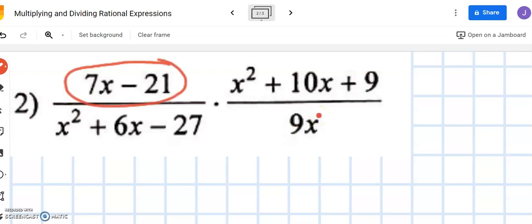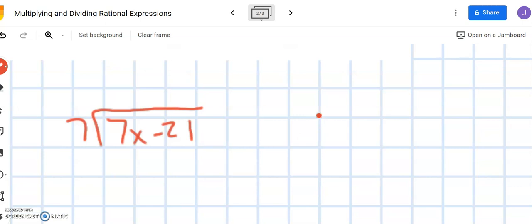So when I look at the numerator of the first fraction, I notice both the 7x and the 21 can divide by 7. So I'm going to start by using a greatest common factor to simplify that. So thinking back to what we said previously, if I can factor out the 7, then whatever's left over goes on top. So 7x divided by 7 would just give me an x. And then 21 divided by 7 would just give me a 3. So I need a minus 3 up there, which means my factored form is 7 times x minus 3.